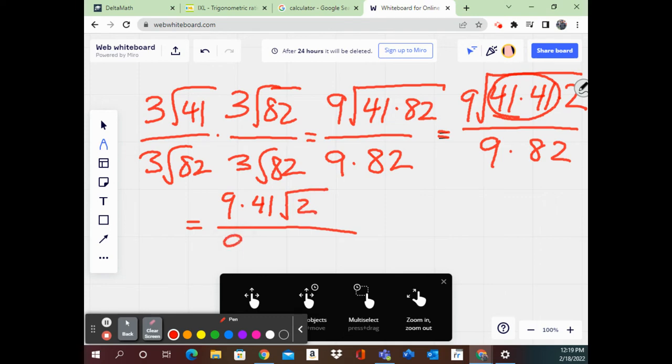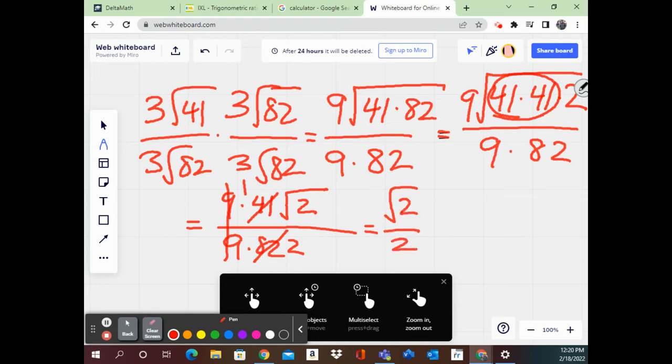Then I will have 9 times 82, right? So now I know these two nines are going to cancel each other out. And we know that 41 times 2 gives us 82. So that means 41 goes into 82 two times. So this will cancel out, I'll get 1. This will cancel out, and I'll get 2. So now my ratio, my real fraction, will be square root of 2 divided by 2.